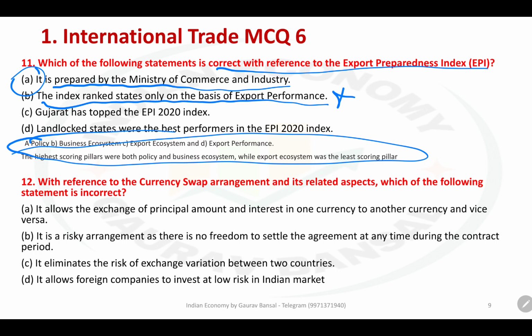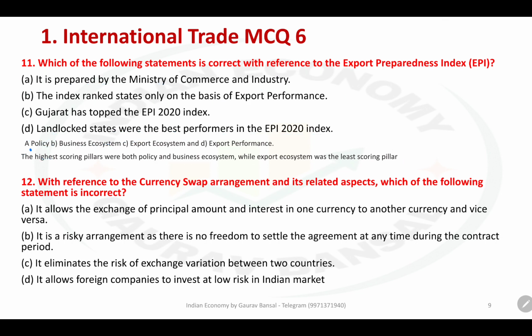The detail is that the index is based upon the trade policy basically, business ecosystem, let me clear the ink and then you will see again. So trade policy, business ecosystem, export ecosystem and export performance. These are the 4 parameters on the basis of which the index is prepared. And Gujarat is the top state on EPI. So B is incorrect because there are 4 parameters, not just one parameter. And policy has the highest weightage.